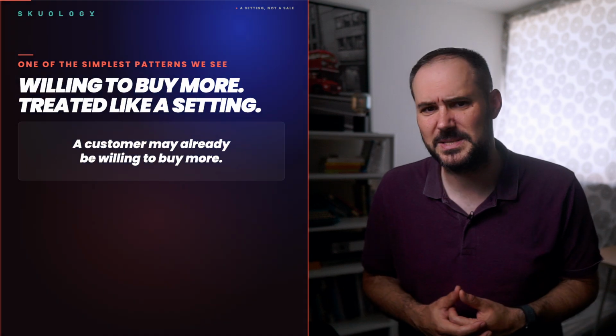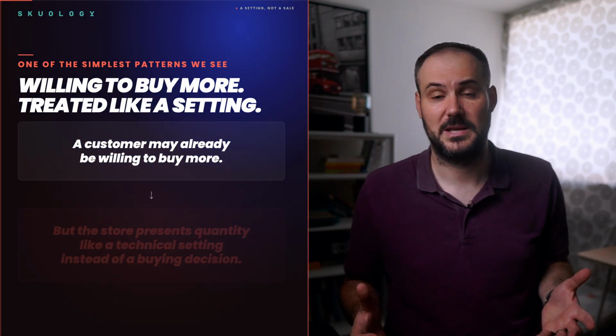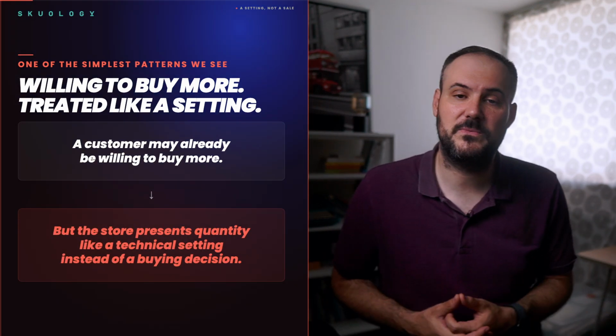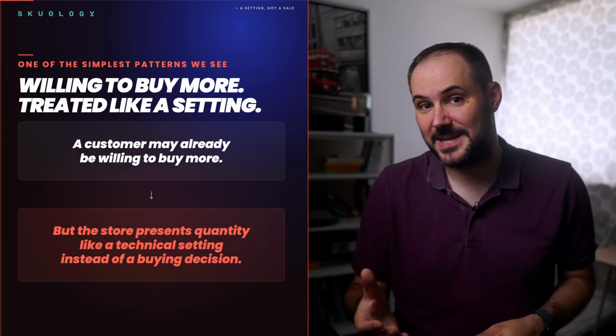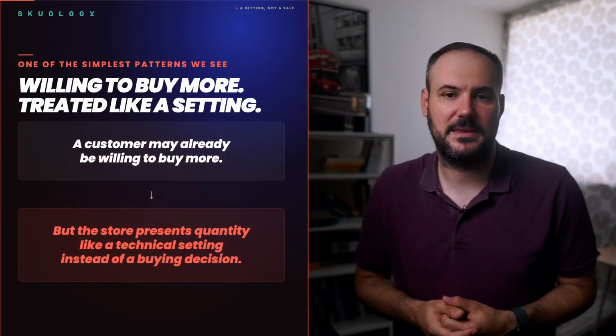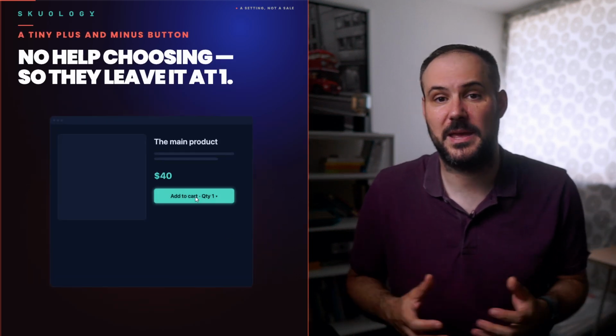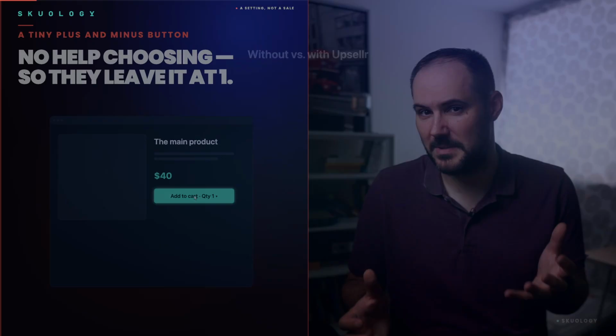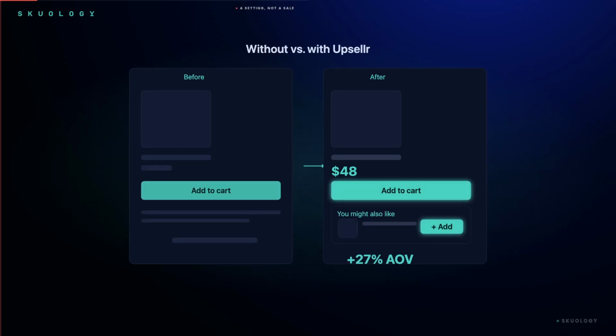And one of the simplest patterns we see is this. A customer may already be willing to buy more, but the store presents quantity like a technical setting instead of a buying decision. There is a tiny plus and minus button, maybe a drop down, and no reason to increase it. No help choosing the right amount, so the customer leaves it at 1.